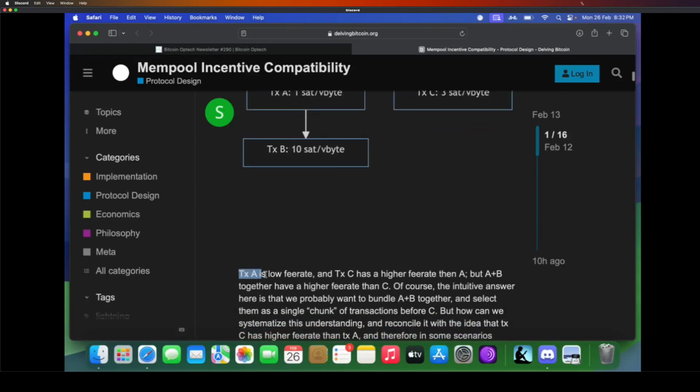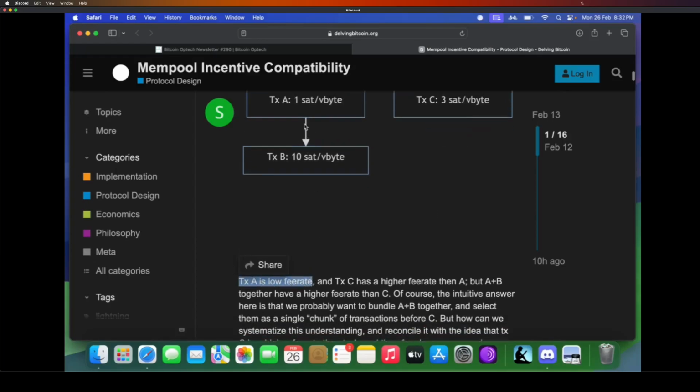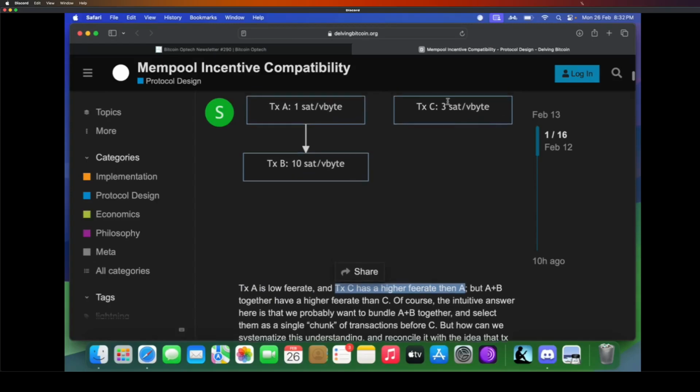So TXA is low fee rate. As we can see, TXA is 1 sat per virtual byte. It's a low fee rate, and TXC has a higher fee rate than A. But A plus B together have a higher fee rate than C. So A has 1 sat per virtual byte, its child B has 10 sats per virtual byte. So these two transactions, A and B, cumulatively pay 5.5 sats per virtual byte.